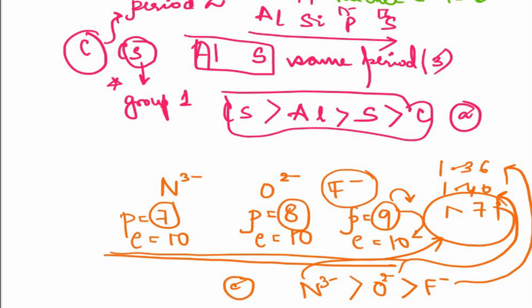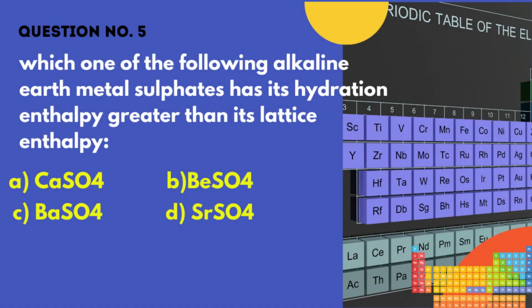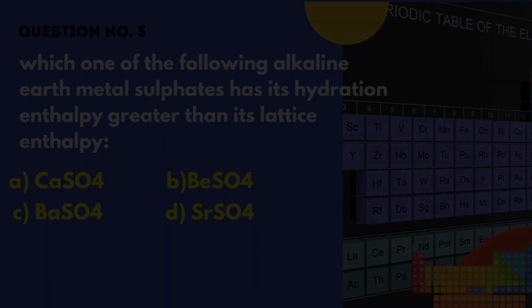Alright. So I hope it's clear the logic as to how we have to approach a particular question in the examinations. Now moving on to the next question: which one of the following alkaline earth metal sulfates has its hydration enthalpy greater than its lattice enthalpy? Now this is a very good question and very conceptual as well.